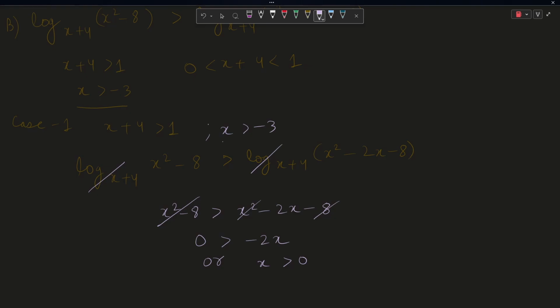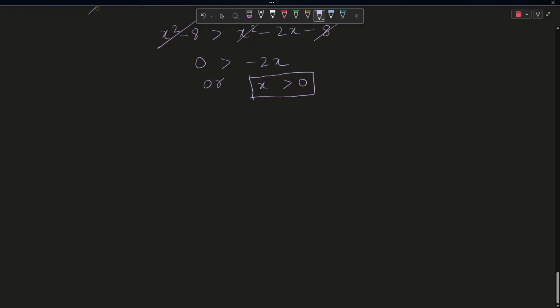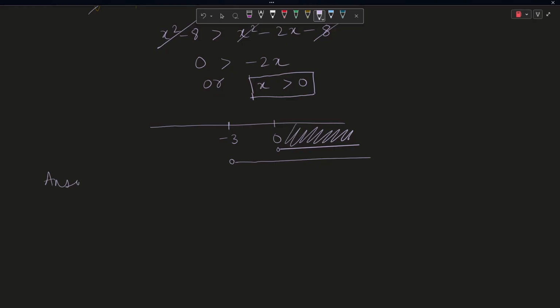The condition for the base suggests that x must be greater than −3, and by taking that condition we have solved the inequality, and after solving the inequality we have got that x must be greater than 0. So the only intersection will be x greater than 0. Even if you can't understand it, you can draw this with the help of a number line, with −3 and 0. The condition for the base was −3 to infinity, and the condition after solving the inequality was 0 to infinity, right? So in both cases the common part is 0 to infinity. Hence the answer for case 1 will be x belonging to 0 to infinity.